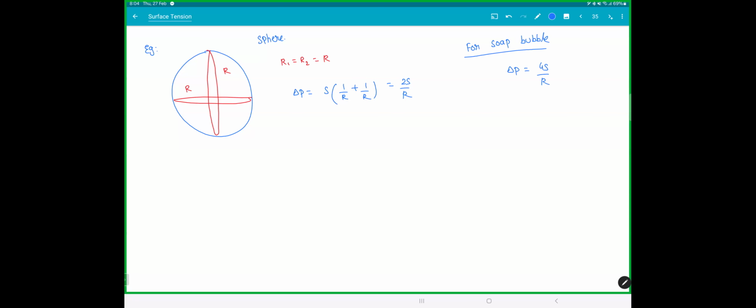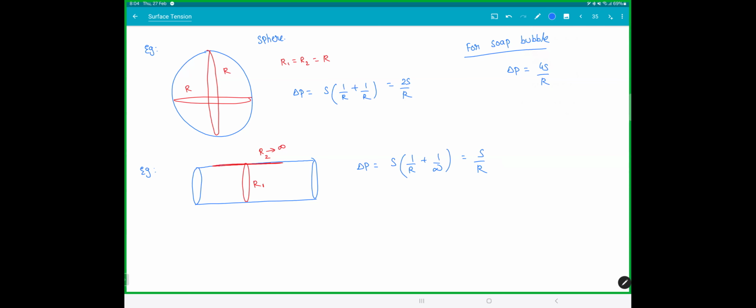Now, this is quite useful for other surfaces also. If you take a cylinder, can you tell me what are the 2 radii of curvature for this? If you take a cylinder, this is one circle, radius R. Perpendicularly, there is no curvature. This is another radius. This R tends to infinity. Is that making sense? For a cylindrical surface, one section becomes a straight line. So here the delta P becomes S into 1 by R plus 1 by infinity. So the excess pressure is S by R.